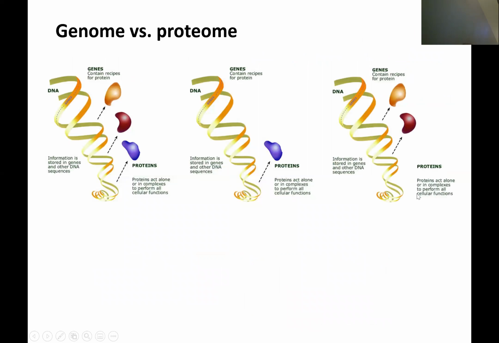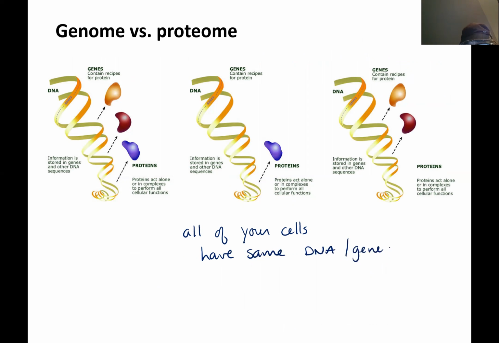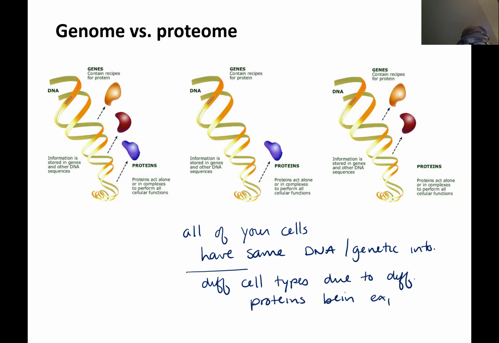Last concept, genome versus proteome. I just want you to think about how all of your cells have the same genetic information, but in fact, they are different tissue types. You have muscle, you have heart, you have liver, you have skin, right? Different cell types due to different proteins being expressed. And this is just trying to illustrate that you could have a strand of DNA, and in some cell types, all these proteins are expressed. And in some cell types, only certain proteins. It just depends on what the cell needs.